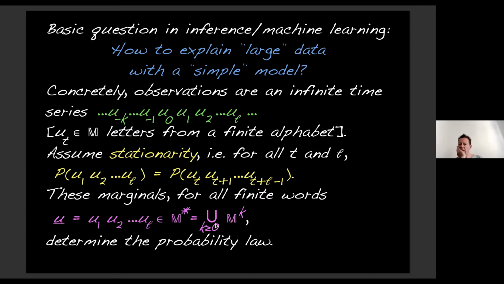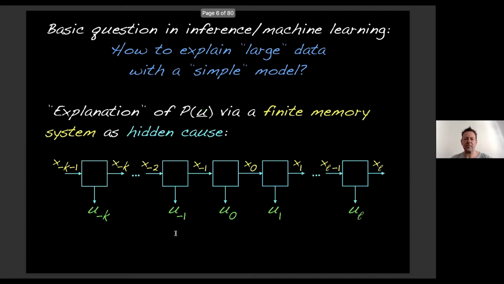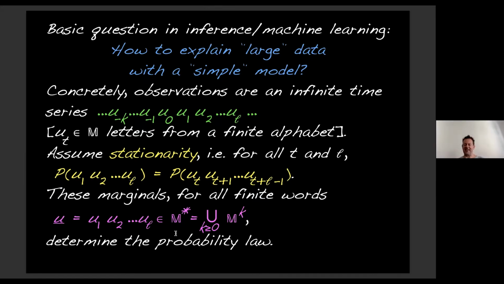And again, we are talking about an infinite sequence, but to describe this distribution we only need to know it for those finite-length words u_1 to u_l, which I denote in computer science fashion M star. This is the set of all finite-length words. So the information about the process is that we are not interested in the particular realization of the u's, but in the probability law behind it. That's an infinite set of numbers up here.